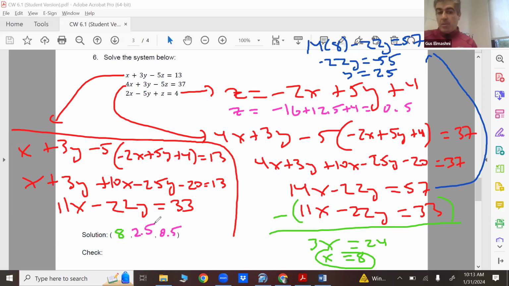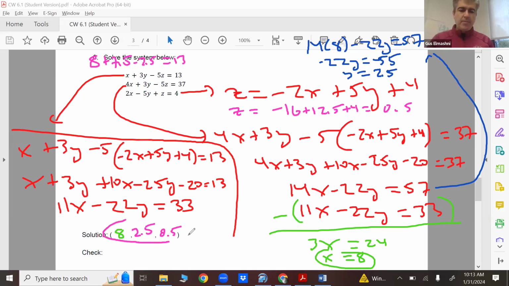To check, you would have to plug back in each equation to make sure it makes sense. If I plug back in the first equation, I should get 8 plus 7.5 minus 2.5. Yeah, that does equal 13. You can check the other one. I'm pretty sure we did it right. I'm pretty sure we got it.